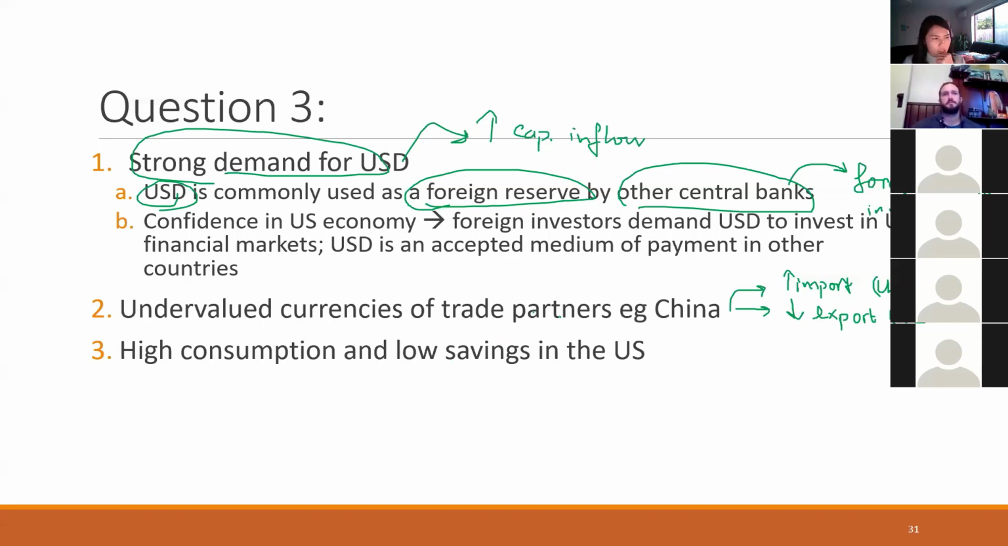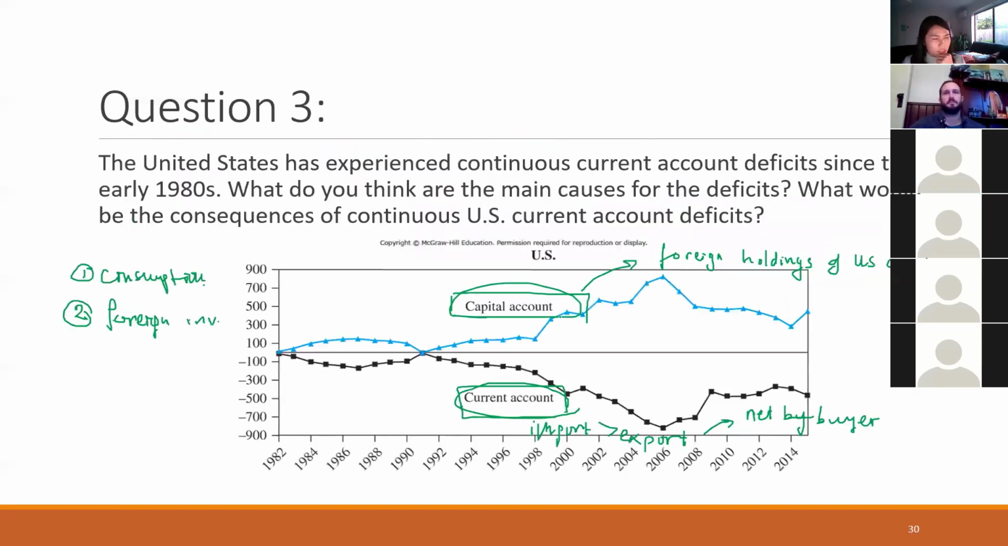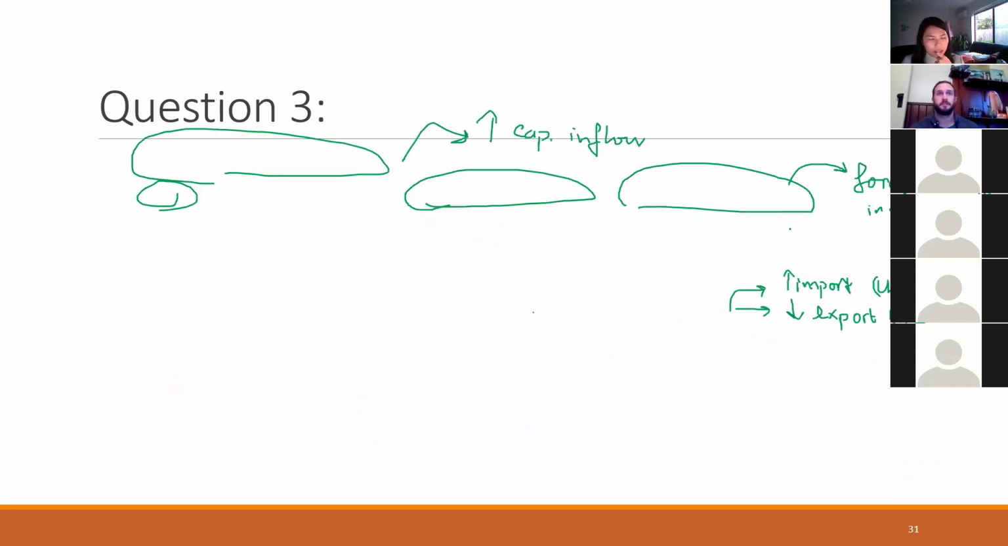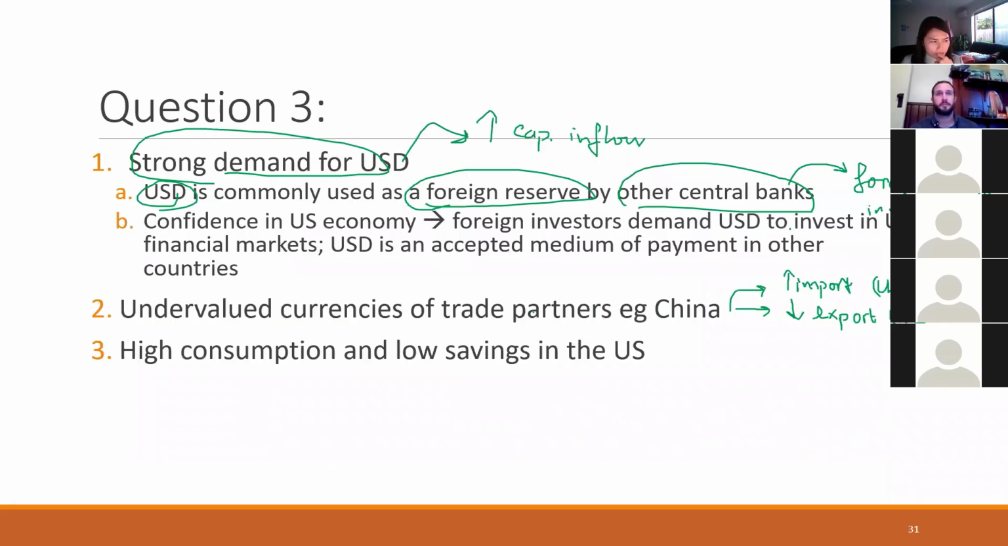That's an interesting question. Is this actually the second part of the question, right? What would be the consequences of continuous current account deficits? In a way, that is related to what we discussed before. How does this continuous current account deficit affect investor confidence in the US economy, and could that be sustained in the future?